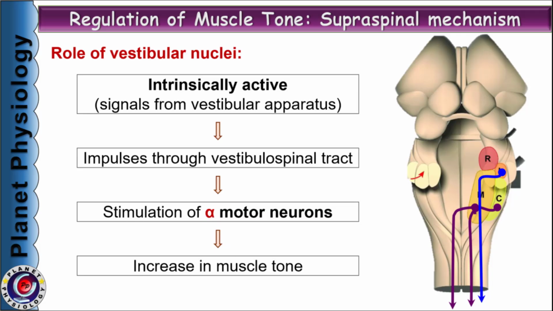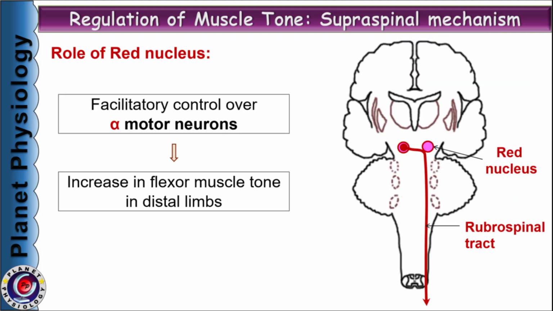So remember, reticulospinal tract controls gamma motor neuron activity, whereas vestibulospinal tract controls the activity of alpha motor neurons. Now next is the role of red nucleus. Red nucleus receives inputs from motor cortex as well as from cerebellum. Stimulation of red nucleus increases tone in the flexors of distal limbs. These signals travel in rubrospinal tract to control alpha motor neurons.